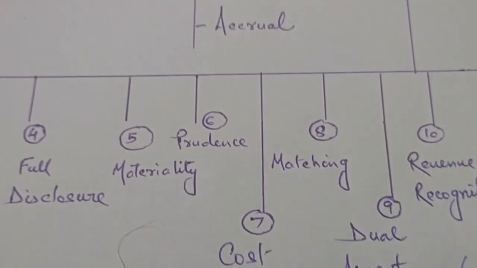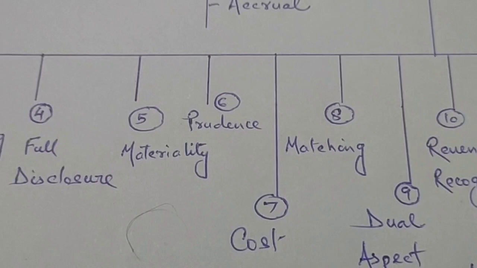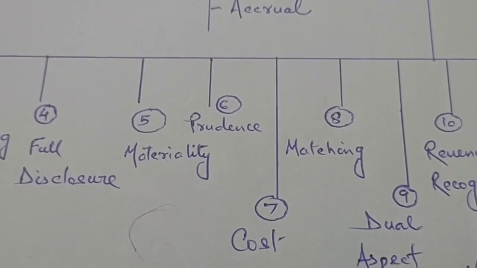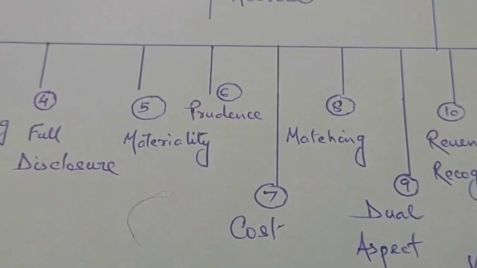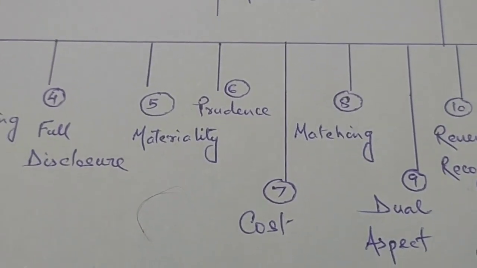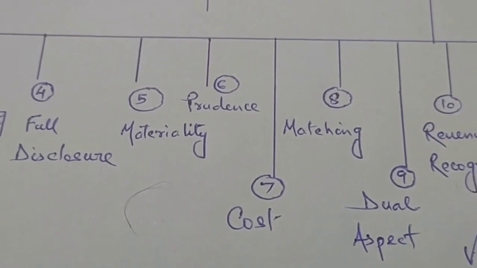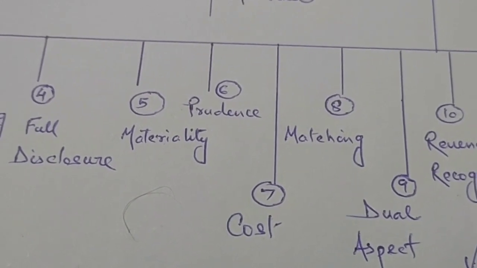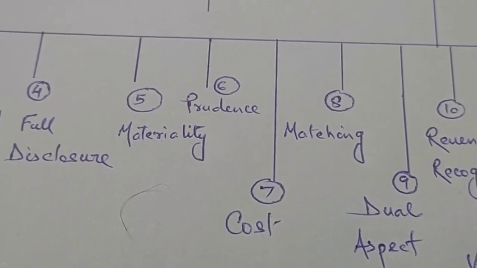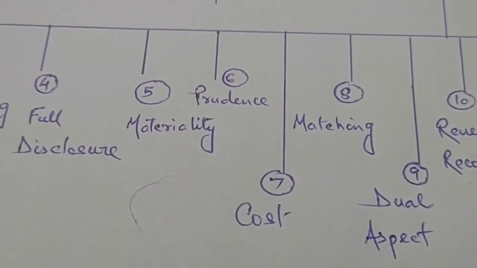The next principle is the revenue recognition concept. This principle says that any amount which is not yet realized but related to the current accounting period must be taken into consideration. So revenue should be considered to have been realized when a transaction has taken place and not on the basis of when cash is received.